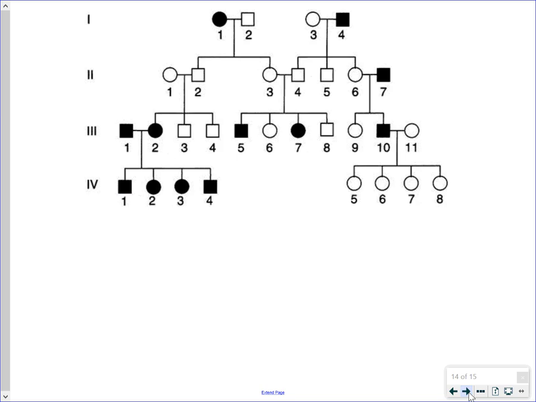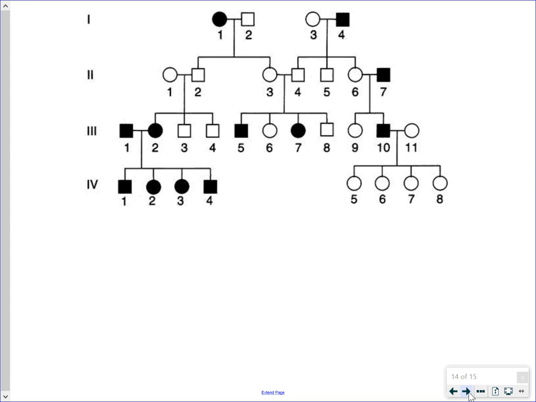This one's a little bit bigger, so a little bit nicer. We have 4 generations, more individuals in each one of the generations. Do we only have males that are affected? No. Do we see mother to all of the children inheritance? No. So it's not on the Y chromosome, it's not mitochondrial.